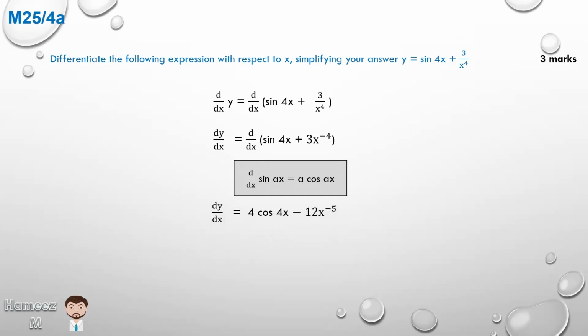Plus, when we differentiate 3x to the minus 4, or ax to the n, it gives us nx to the n minus 1. So 3 times minus 4 is minus 12. And x to the power minus 4 minus 1 is minus 5. But let's look at what they're asking us. Differentiate the following expression with respect to x, simplifying your answer. So we can write it as that, and that will be good. Or we can rewrite it: dy/dx is equal to 4 cos 4x minus 12 over x to the power 5.